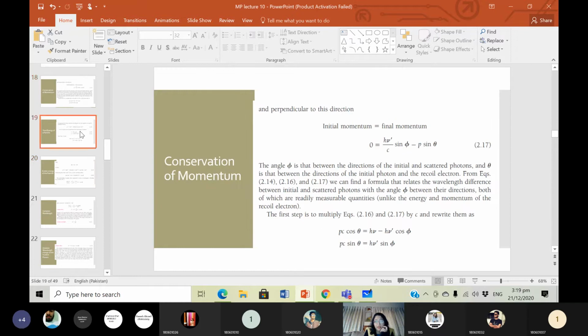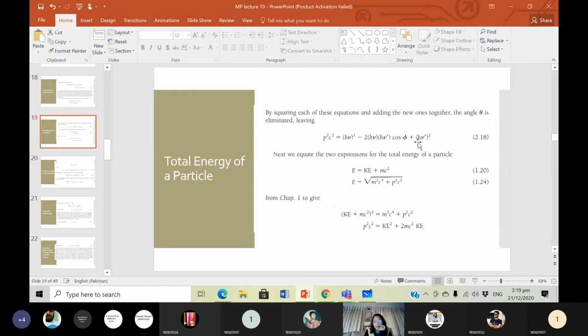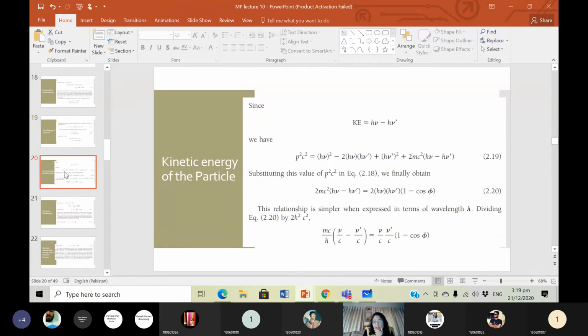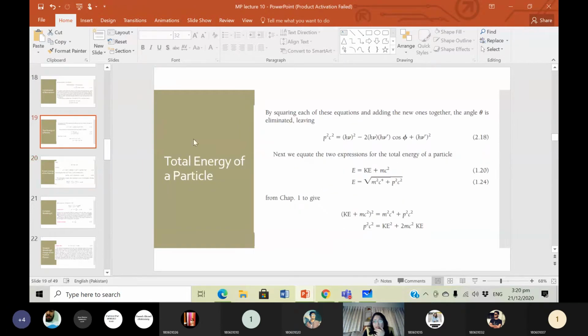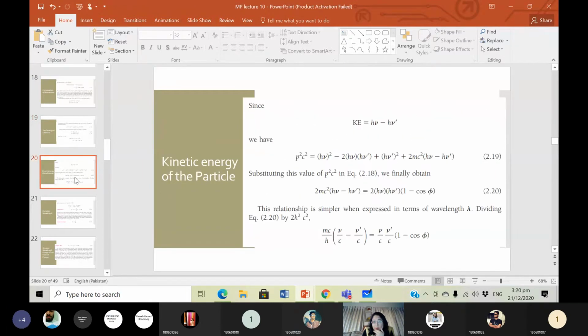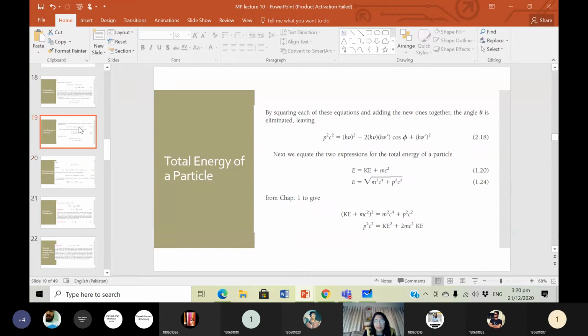Where did we get this equation from? This equation, okay? This equation. We have this equation, wait. Substituting this value of p square c square into 2.18, one minute, p square c square is equals to this whole thing, right?